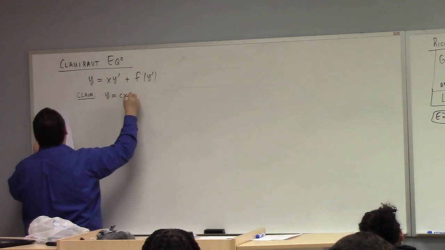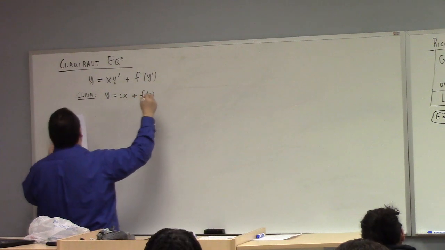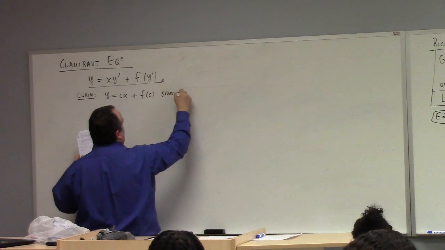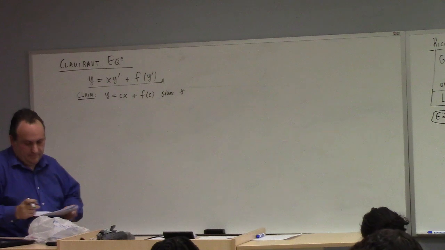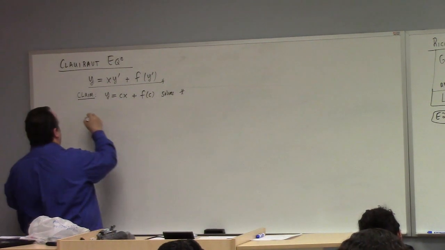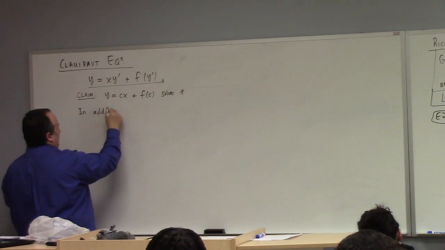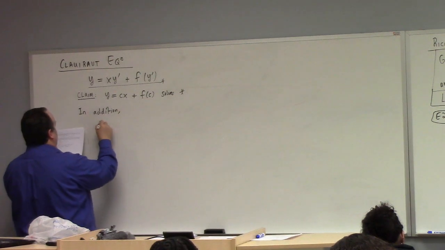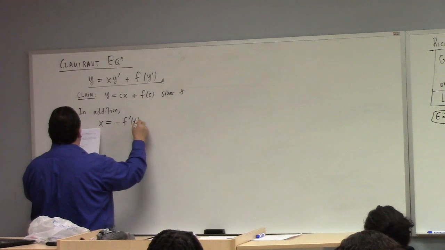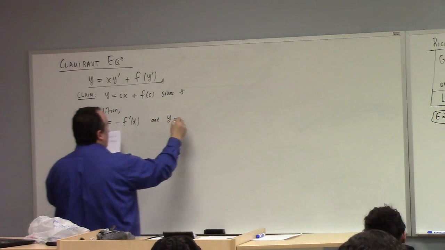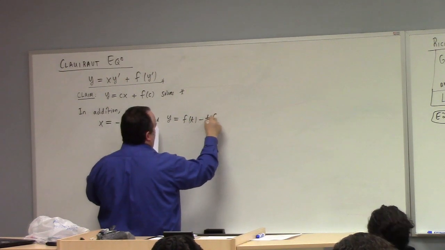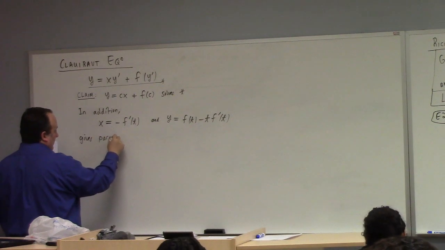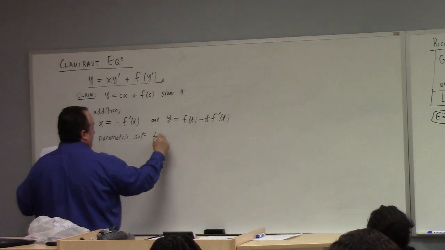Y is equal to cx plus f of c solves this equation. So let me call this thing star. All right. And in addition, you can find parametric solutions. In addition, you can find x equals to minus f prime of t, and y equals to f of t minus t f prime of t, gives a parametric solution to star. All right.